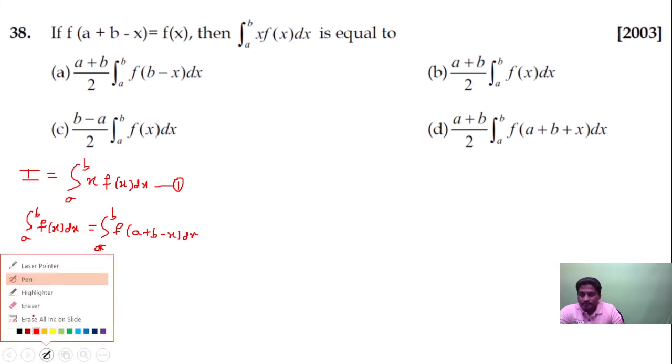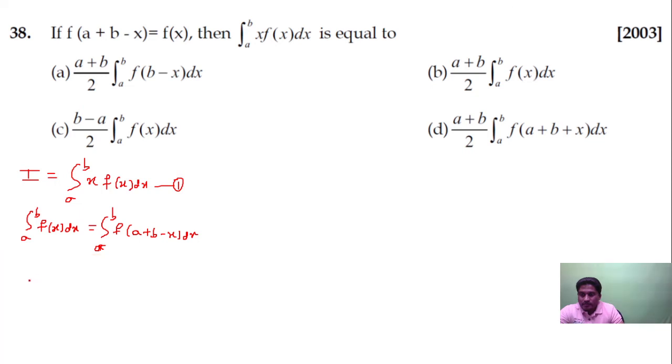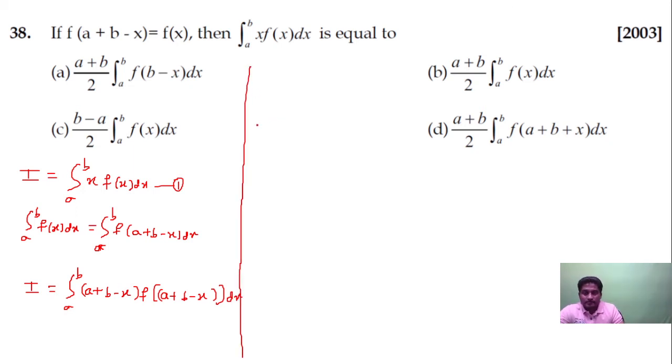So I is equal to the integration from a to b. You change x to lower plus upper minus x, and then this is f of again lower plus upper minus x, dx. Now this can be written as I is equal to the integration from a to b of a plus b minus x. f of a plus b minus x is already given according to the question. This is equal to f(x) dx.